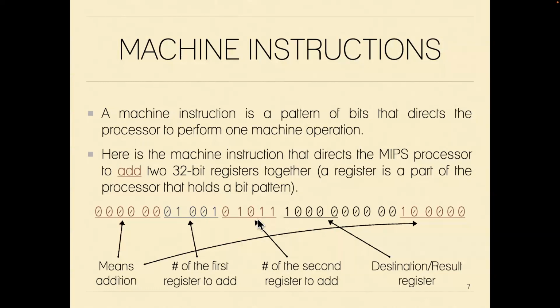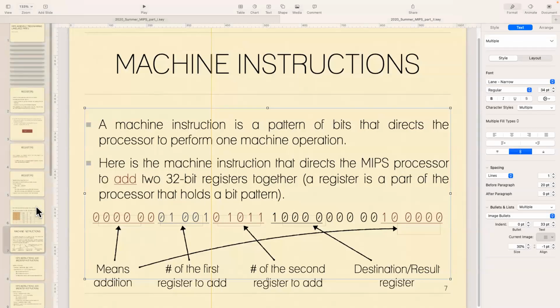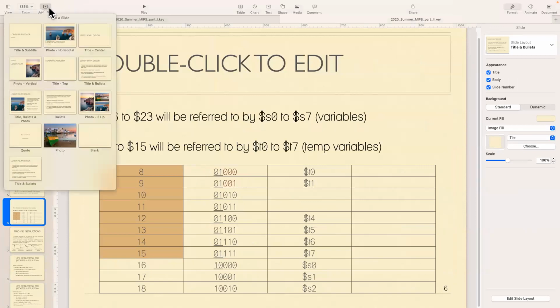How about the second operand? What is that? T3. That's very good. How about this destination or the result register? What is this one? S0. Perfect. So before I go to the next slide, let me show you something here, because I think it's worth spending another 2 minutes here.